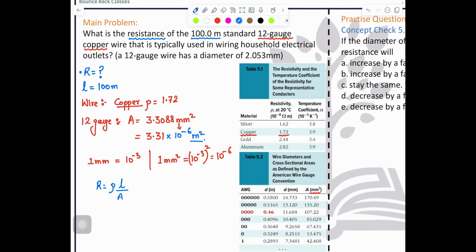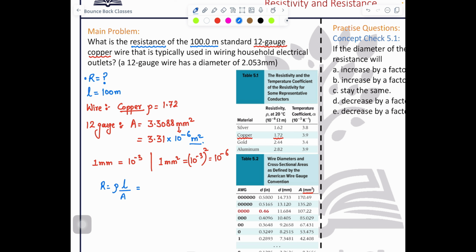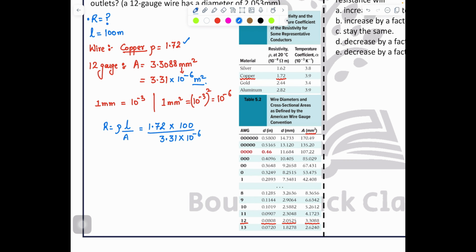Okay, so just solve it and find the value. Rho is given, rho is 1.72, multiply. What is the length we have? Length is 100 meter, divided by, what is the area we have? 3.31 times 10 raised to power negative 6. So guys, solve the value first. Use your calculator. Till then I'm going to solve. 0.520 ohm. Okay, and this is your resistance. Clear, guys?